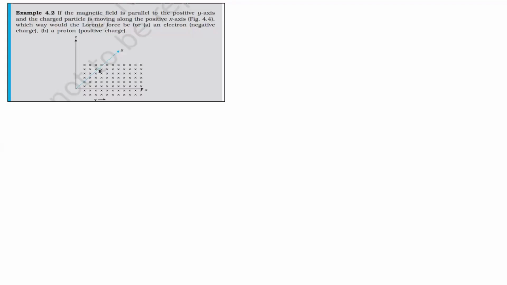Example 4.2. If the magnetic field is parallel to the positive y-axis and a charged particle is moving along the positive x-axis, which way would the Lorentz force be for an electron as well as for a proton? Okay, first we'll try to visualize.